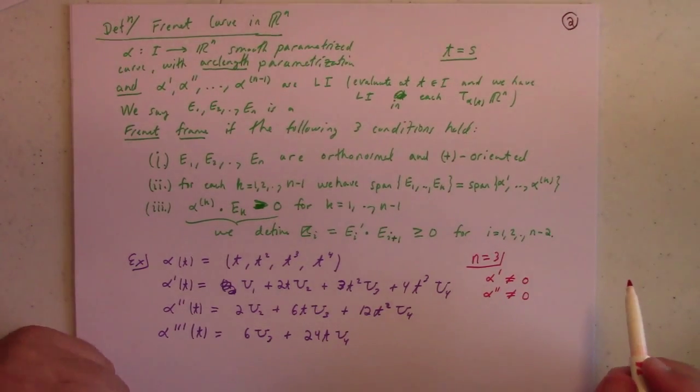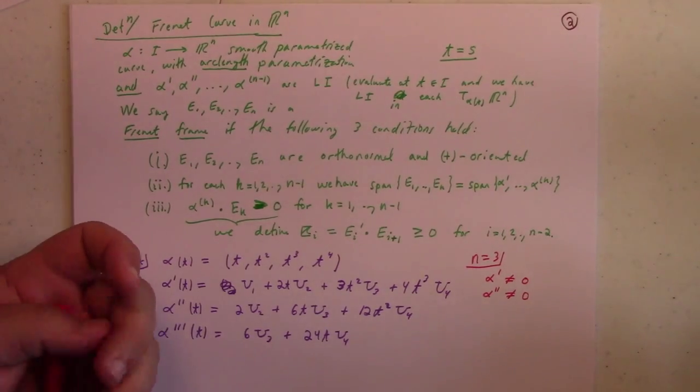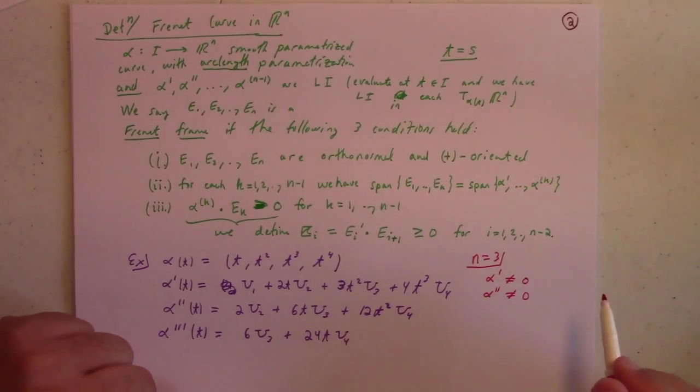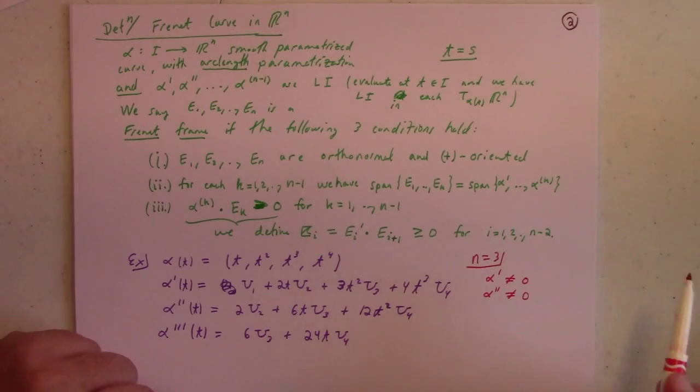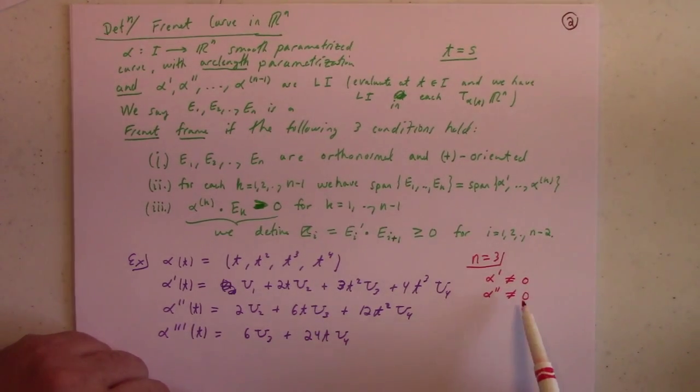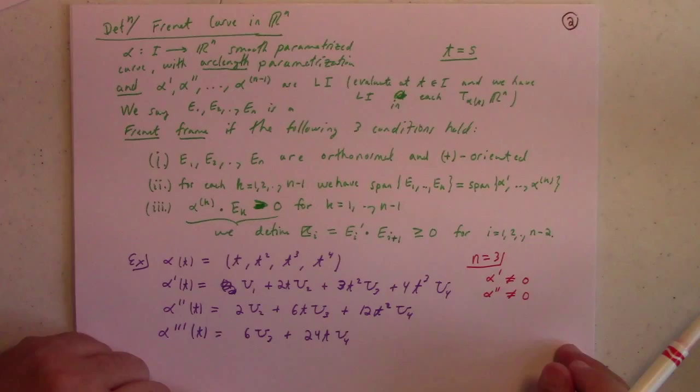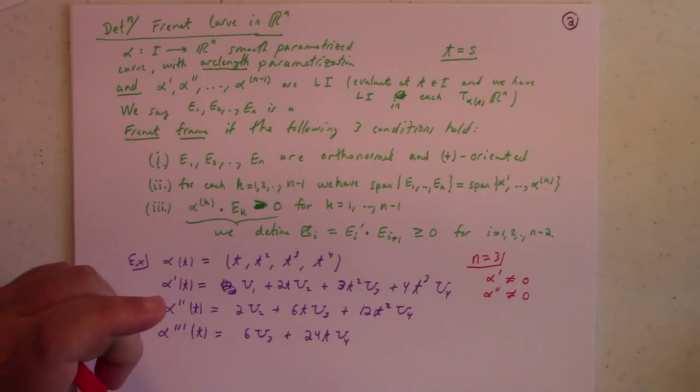So basically, the curves we studied before were in fact Frenet curves in R3. It's just that for R3, the linear independence condition basically boils down to just saying, hey, the second derivative's got to be non-zero. All right. Okay.